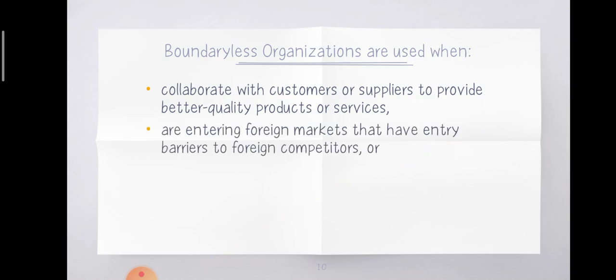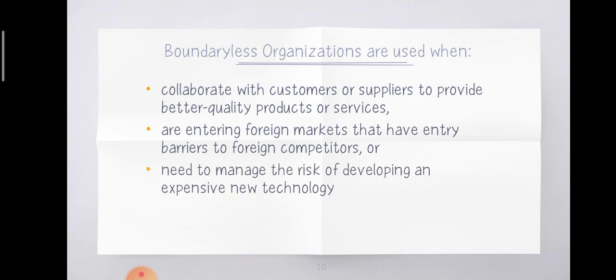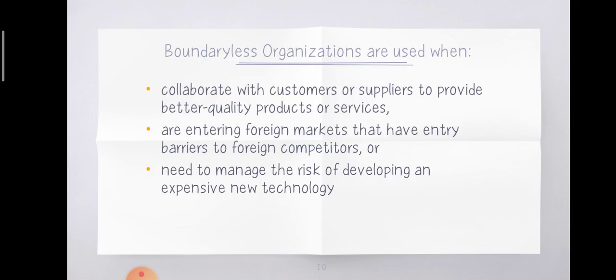Another is entering foreign markets that have entry barriers for foreign competitors, or needing to manage the risk of developing an expensive new technology. And that is the third. That is how organizations use boundaryless structures: collaborate, enter new foreign markets, and manage risk.